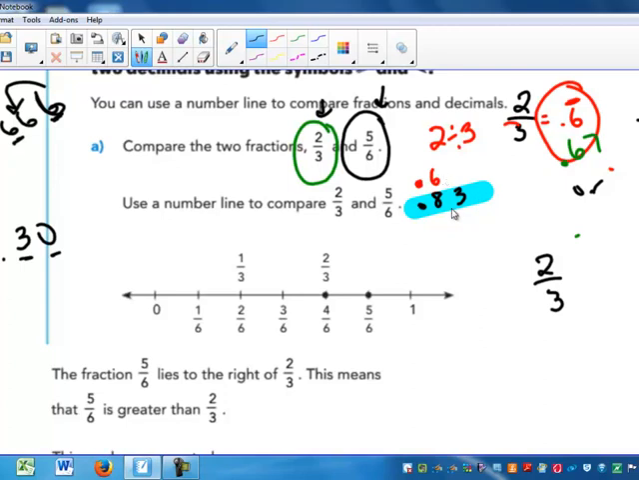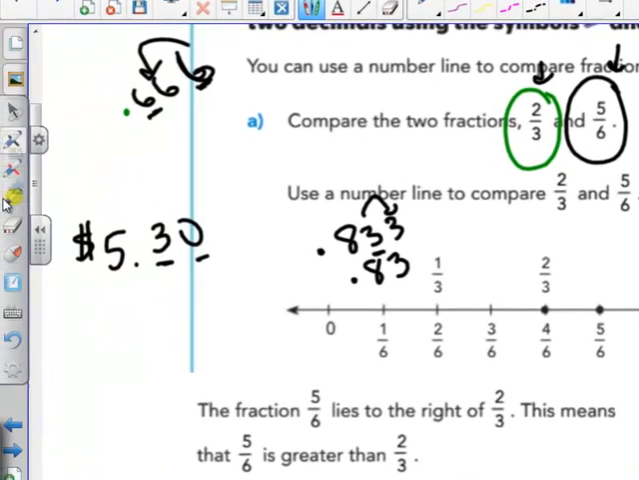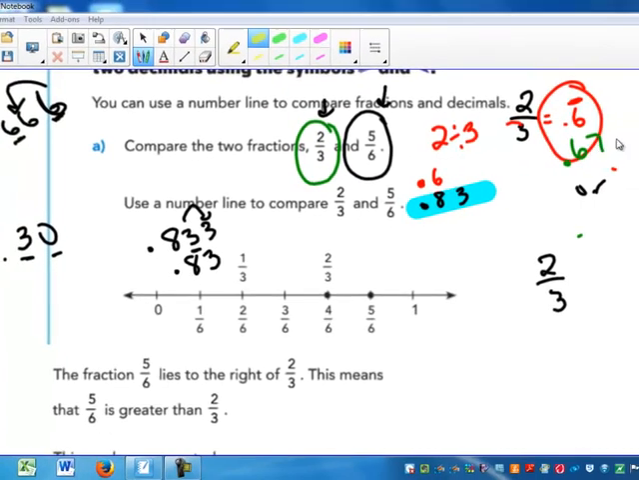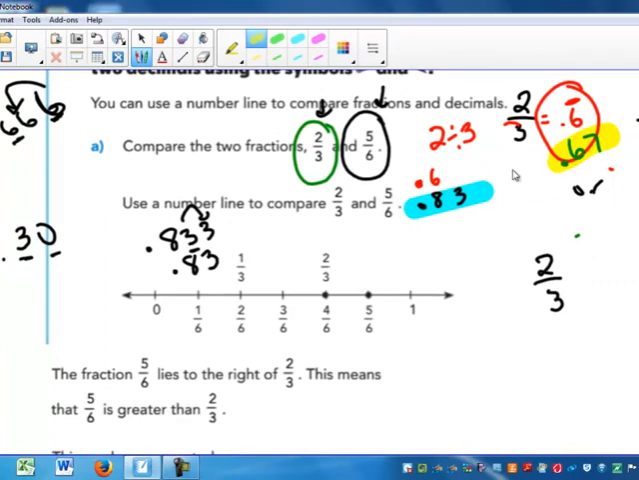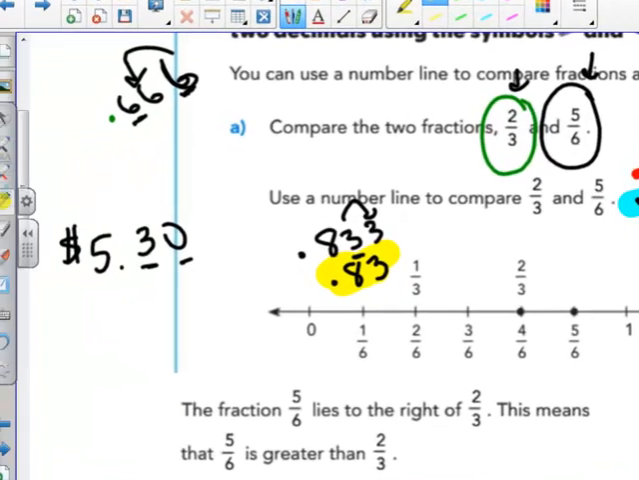Whereas 0.83 repeating forever and always, you go here, round to there, this would round and stay at 83 cents. So let me ask you guys, what is more money? 67 cents or 83 cents? 83 cents is more money. That's why 5/6 is greater.